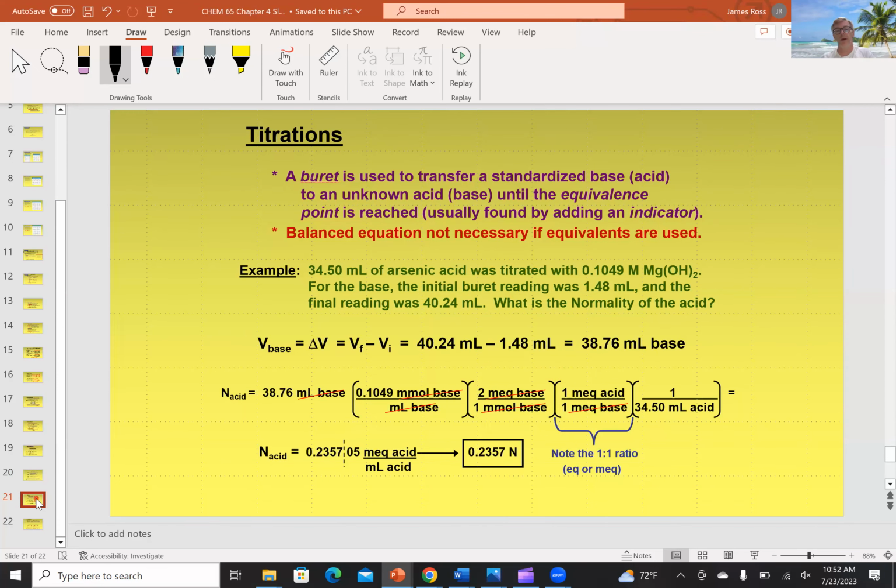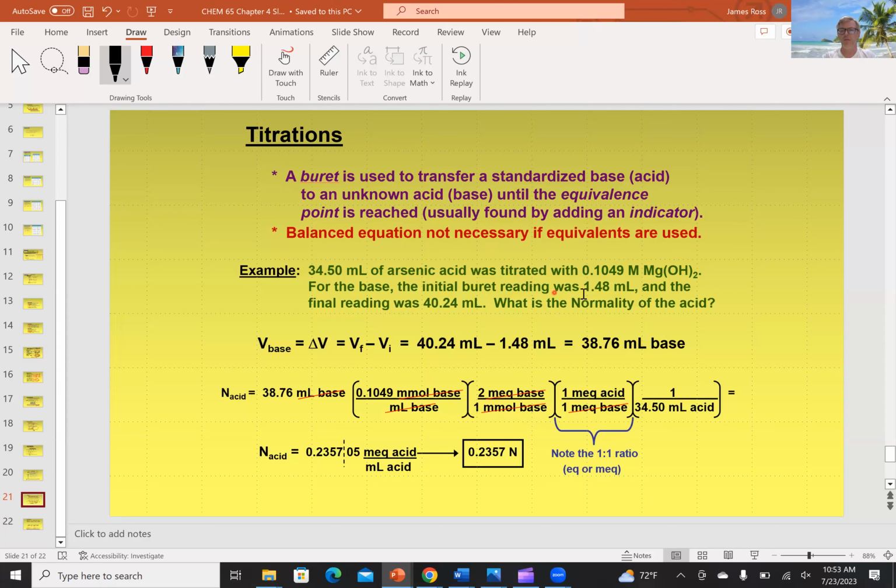Okay, so we've got normalities. We can now perform titrations. We perform titrations in a burette, which is essentially a long, thin tube. It looks like a graduated cylinder, but it has a tap or a stopcock at the end, and we can accurately dispense volumes, typically to 2 decimal places. So for example, we have a scenario here: 34.5 milliliters of arsenic acid was titrated with a given concentration of magnesium hydroxide.